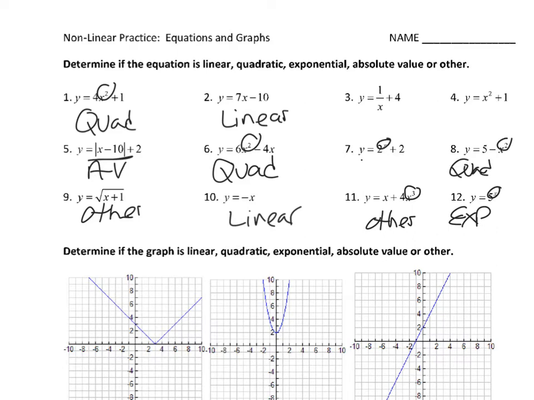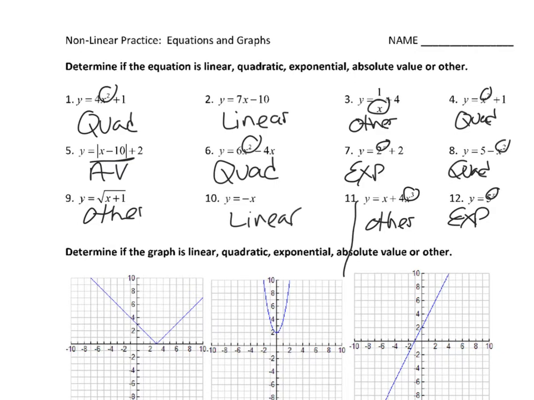Exponent of x, exponential. It's got a variable in the denominator, so it's not linear, and it doesn't have an exponent, so this is going to be other. And then this has an exponent of 2, it's quadratic. All right.